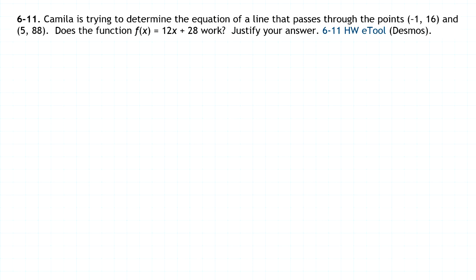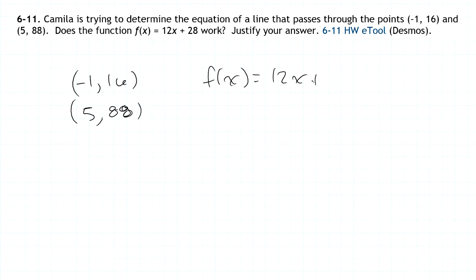So Camellia is trying to determine the equation of a line that passes through 2 points. One of the points is x is -1 and y is 16, and the other point is 5 and 88. Now she does her work and she thinks this is the equation, right? f(x) equals 12x plus 28. The question is, is she right?